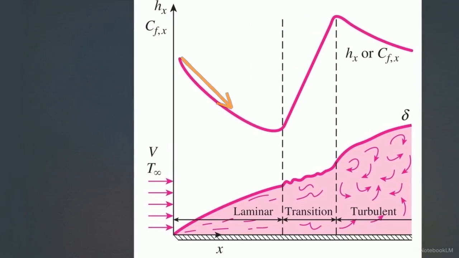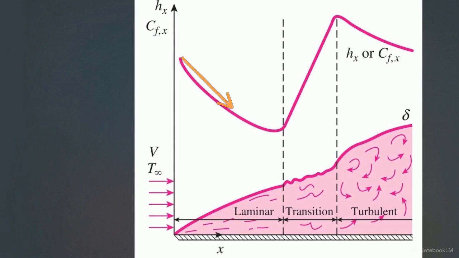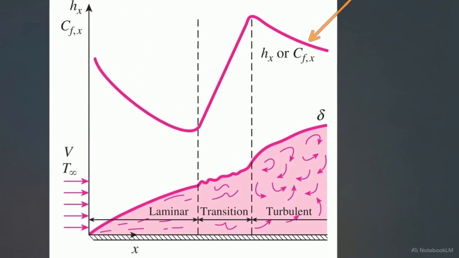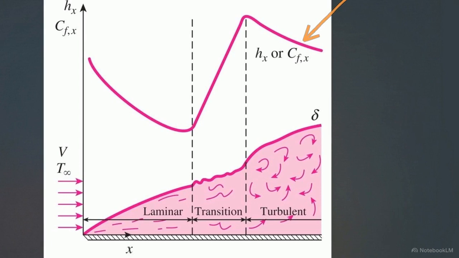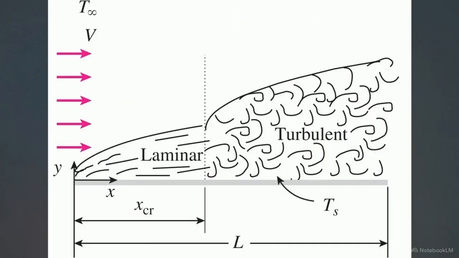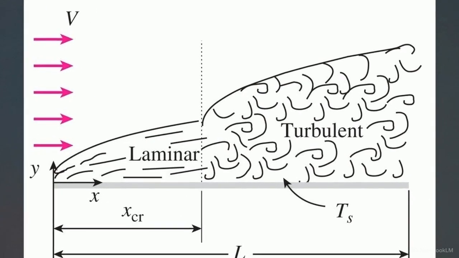The coefficient drops steadily along the laminar section, but the moment transition begins, it spikes upward, settling at a much higher value across the turbulent regime. This diagram illustrates the physical reason behind that spike. In the turbulent region, chaotic swirling structures actively mix the hot and cold fluid layers together. This mechanical mixing pulls heat away from the surface much faster than parallel laminar flow ever could.